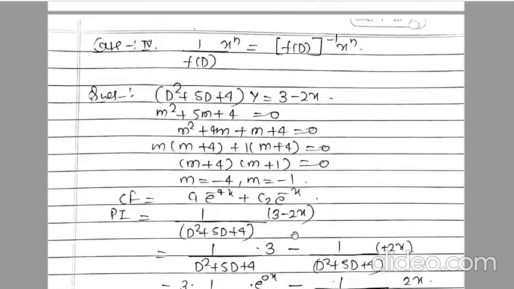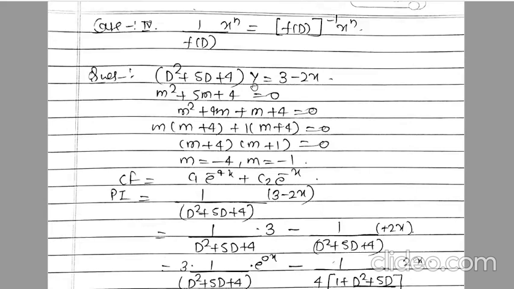Actually 1 plus f(D) to the power minus 1. We will understand better by the example. So D square plus 5D plus 4 of y is equal to 3 minus 2x. So the auxiliary equation will be m square plus 5m plus 4 is equal to 0. So we can solve this. Our roots are minus 1 and minus 4. So CF will be this, right?